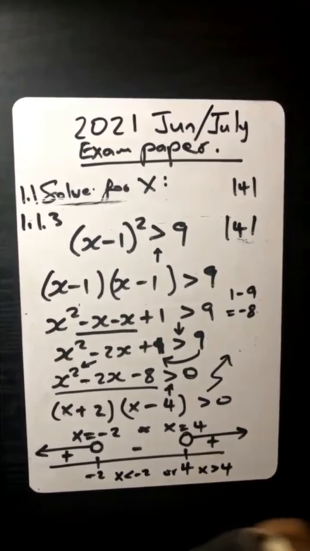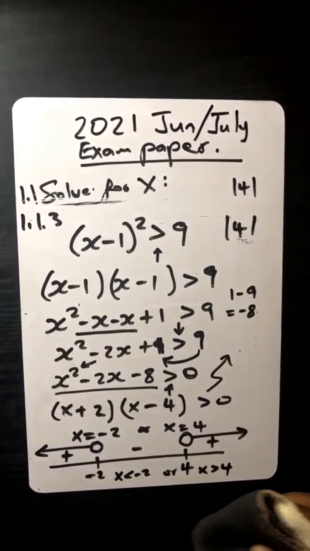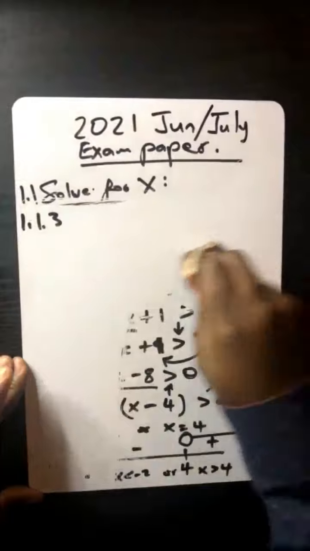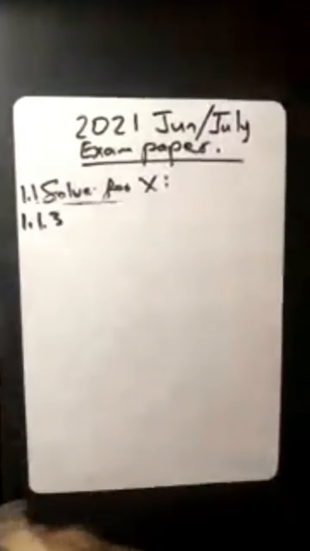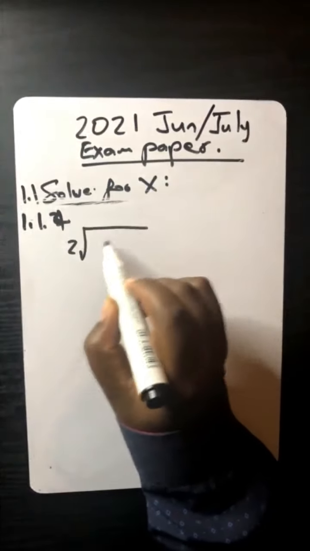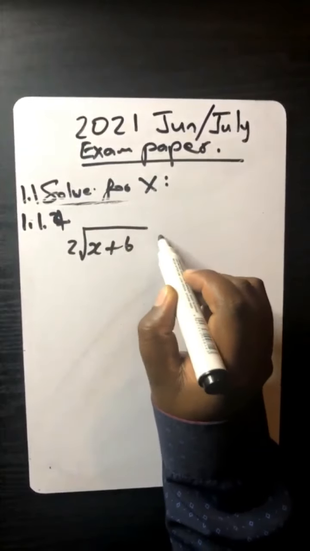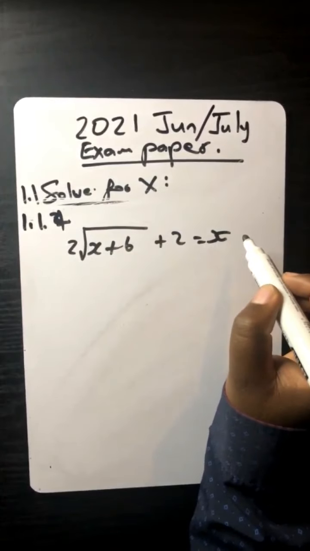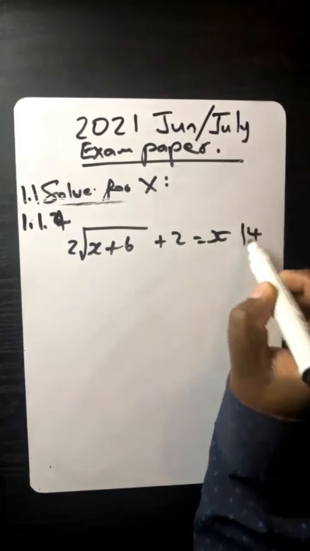Okay, so let's now move to the next question. These are the types of questions which you might need to expect when you'll be writing your June exam. So 1.4, you are given 2 square root of x plus 6, plus 2, is equal to x. And this question is also allocated 4 marks.